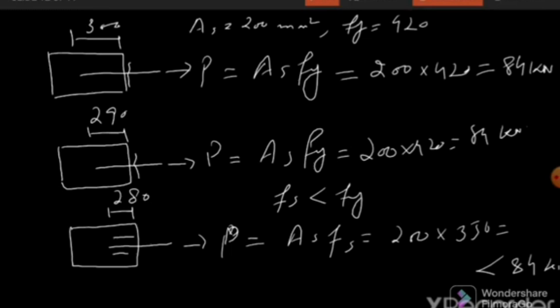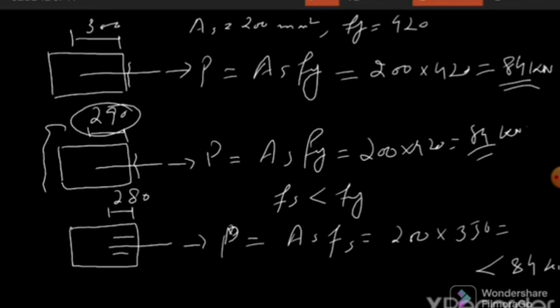When we increase it by 10 mm, it is yielded but not pulled out. When we further increase the embedded length, the case is again the same. The bar is yielded but not pulled out. So the capacity or the load at which this failure occurs is 84 kilonewton and 84 kilonewton. And here the failure will be at a lower load. So this embedded length of 290 is our development length. This is the minimum length at which our required failure occurs.